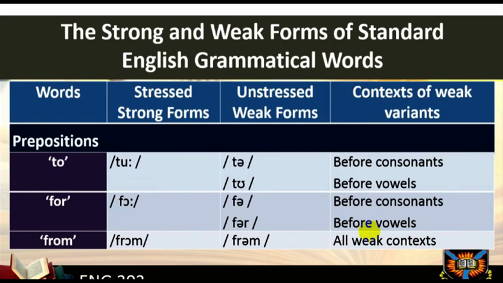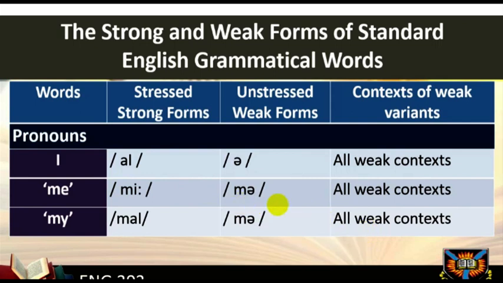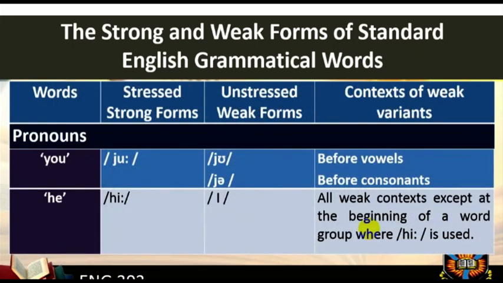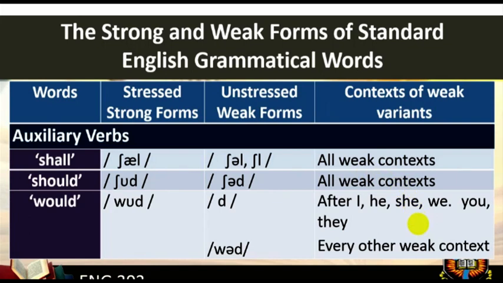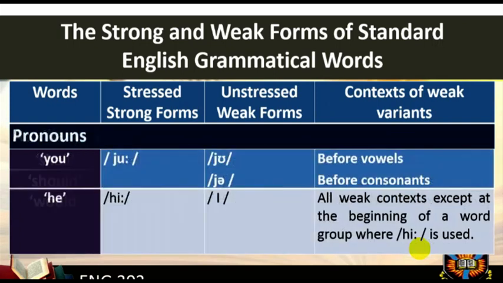At, all weak contexts. Pronouns: I, all weak contexts. Me, all weak contexts. My, all weak contexts. You, before vowels, before consonants. He, all weak contexts except at the beginning of a word group where I is used. His, all weak contexts except at the beginning of a word group where ish is used. Her, all weak contexts except at the beginning of a word group where ish is used. Him, all weak contexts. Auxiliary verbs.